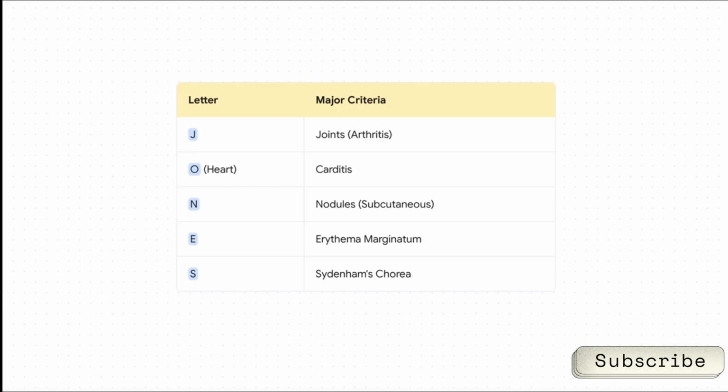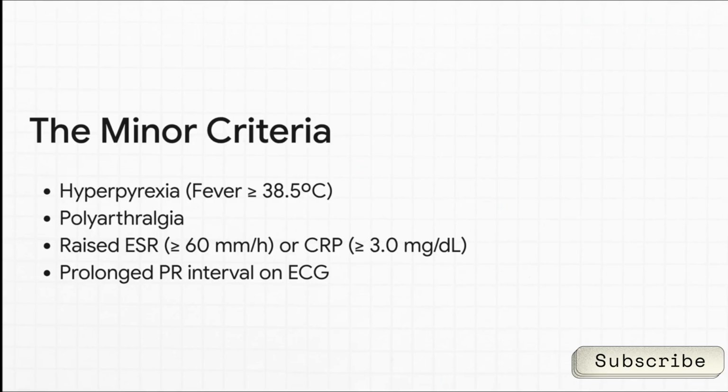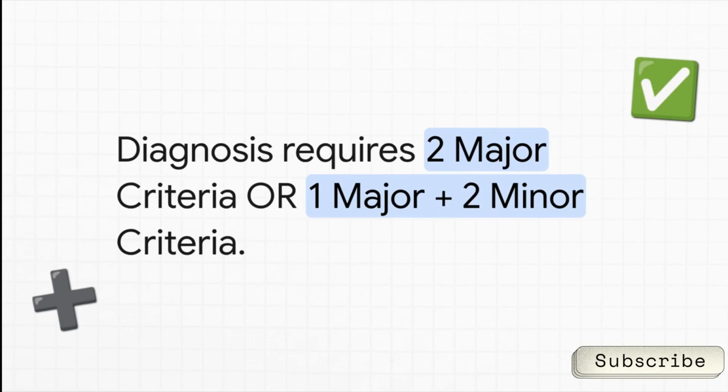It's pure gold. Now, besides the big 5 Jones criteria, there are also a few minor ones. Things like fever, joint pain without the swelling, and lab markers that show inflammation. They're not as specific, but they help build the case. They're supporting evidence. So here's the magic formula for diagnosis. You need proof of a recent strep infection, plus either 2 major criteria, 2 from the Jones list, or 1 major and 2 minor criteria. That's it. That's how you lock in the diagnosis.